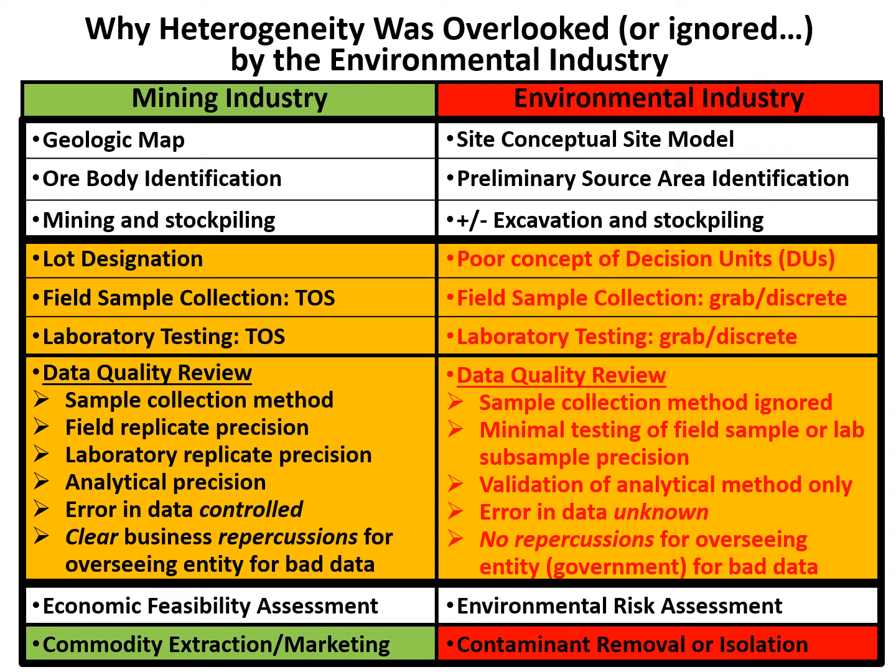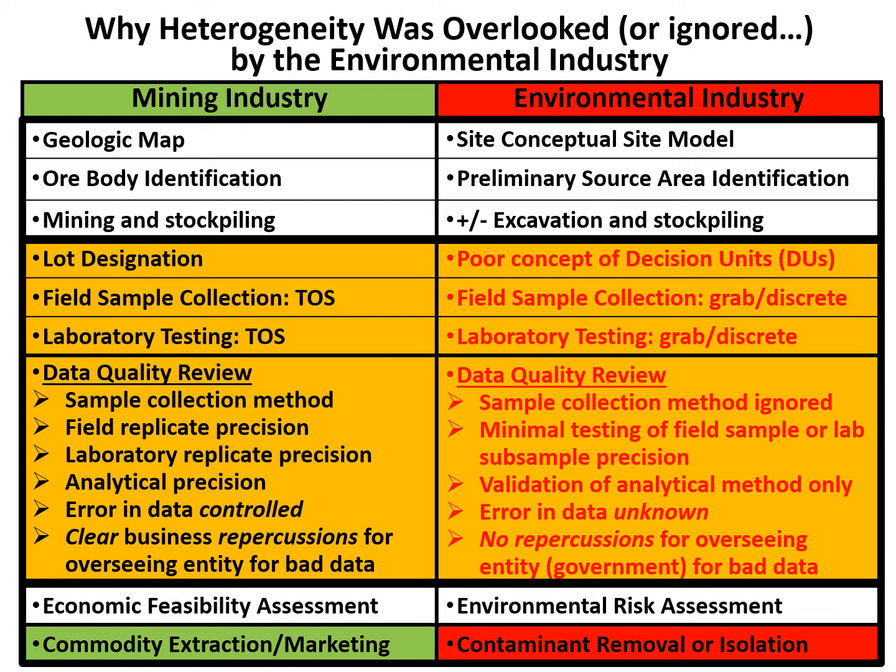And then in their data quality review, the first thing the person is going to do looking at the data is look at how the samples were collected in the field. Did they collect them properly or not? If not, then that's the end. You start over, recollect your samples. Did they collect the field replicates? They would collect replicate samples in the field to check the precision of the sampling method in general. That can highlight problems very quickly.